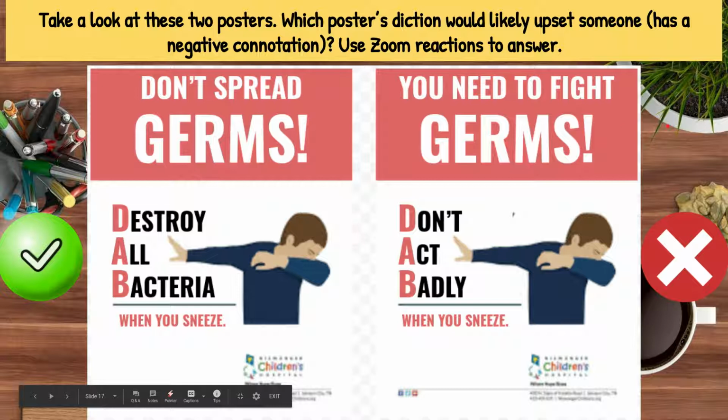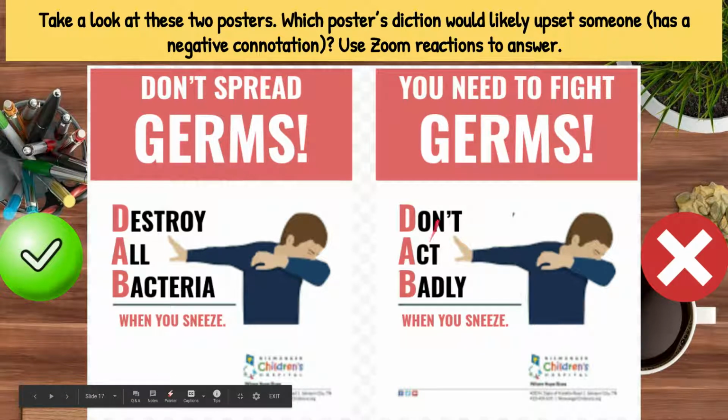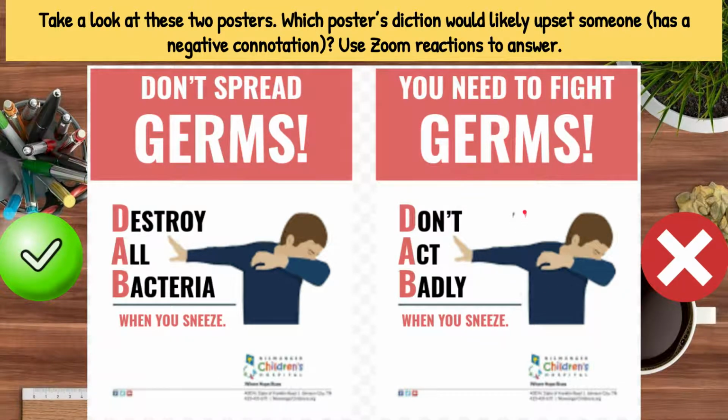And then look at the one on the right. You need to fight germs. Don't act badly when you sneeze. It's still the same acronym, DAB, still the same picture. But if you take a look at it, the one on the right is probably going to upset some people, because it makes it seem like they're the ones who are in trouble or are being bad people if they ever don't do this. This one seems like everybody is included and everyone's working together, but this one seems like it's trying to blame somebody and make you feel bad.